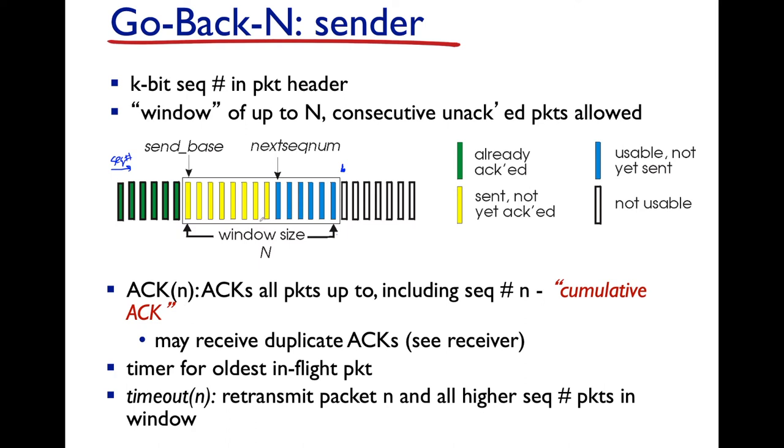And so when you get a timeout, what happens? You don't just retransmit that one packet that has timed out. You retransmit all of the packets in the window that are unacknowledged. The timer is associated with the send base. If this last packet timed out or got lost, causing the timeout, you're going to resend the send base and the next one and the next one, up to and including all of those yellow packets, these sent but not yet acknowledged packets.